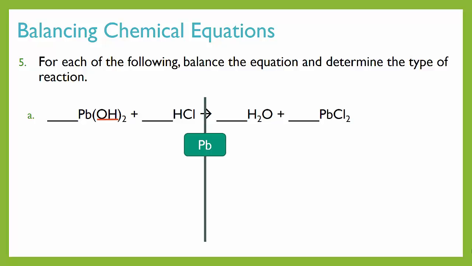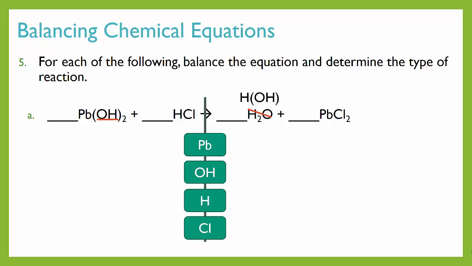Right now, it looks like we don't have hydroxide on the other side of the arrow, but that's because it's hiding in water. I can rewrite water, instead of H2O, as HOH. Whenever I write it that way, it's pretty obvious that I've got a hydroxide and a hydrogen. So my hydroxide, my hydrogen, and my chlorine. Now I'm just going to take inventory. I've got one lead, two hydroxides, one hydrogen, and one chloride. On the other side, one lead, one hydroxide, one hydrogen.